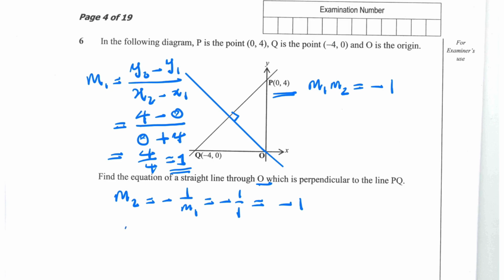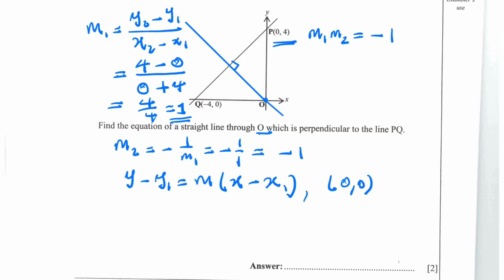So the formula for the equation of a straight line is y minus y1 is equal to m, which is the slope, times x minus x1. We are going to use the coordinate at the origin because this line passes through the origin. So at the origin, x is 0 and y is 0. So our line becomes y minus 0 is equal to m, the gradient, which is -1, times x minus 0. We can just expand this, so y is equal to -x.